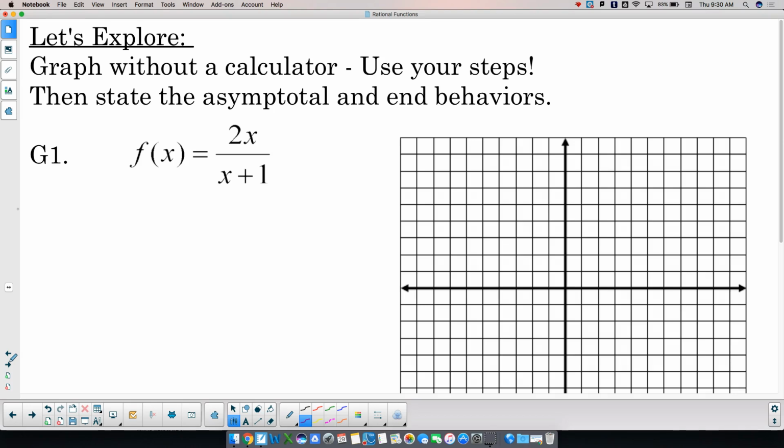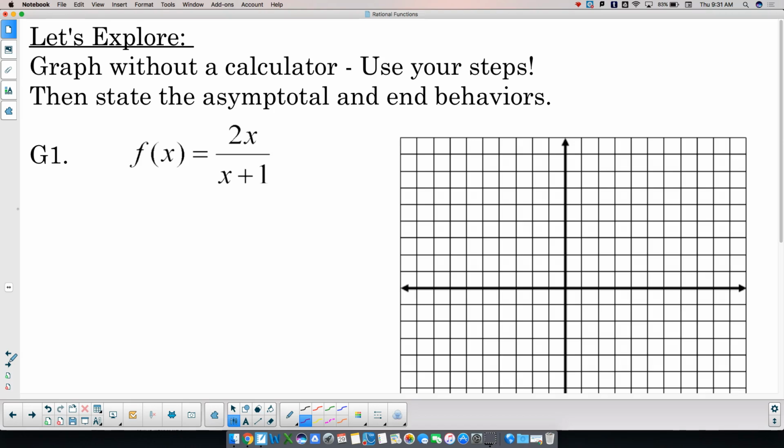So this one says, graph without a calculator, use your steps. We've got 5 steps now for graphing these things. Then state asymptotes and end behaviors. You guys have been struggling with the logic behind asymptotes and end behaviors. Now that we're graphing them, you just read your graph. It'll come right off of your graph. So asymptotes and end behaviors with a graph is a piece of cake.